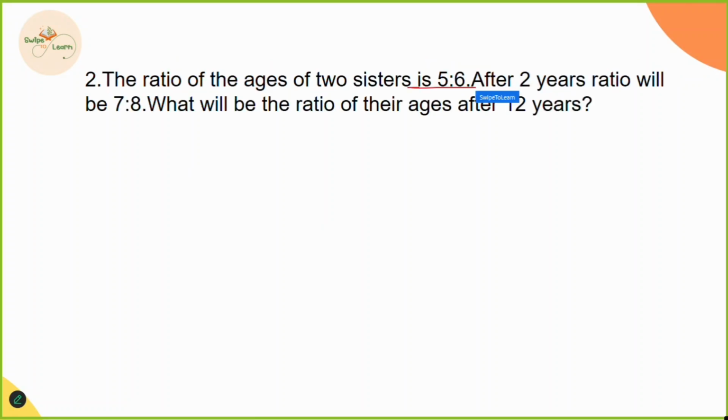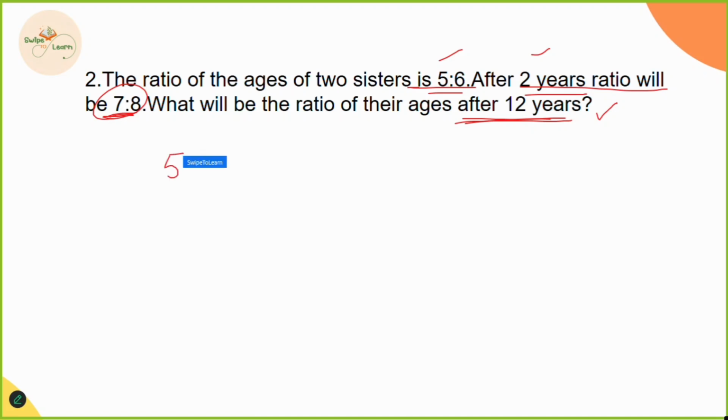The ratio of ages of two sisters is 5:6. After 2 years, the ratio will be 7:8. What will be the ratio of their ages after 12 years? Okay, they have given the current age ratio, and the ratio after 2 years will be 7:8. They're asking us to find out what their age ratio would be after 12 years.